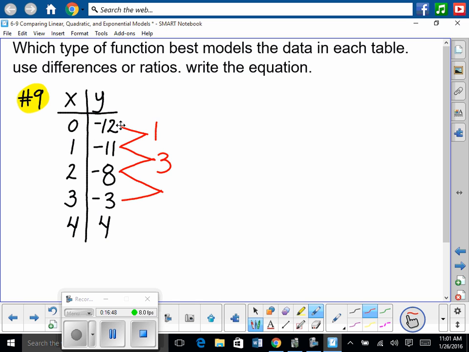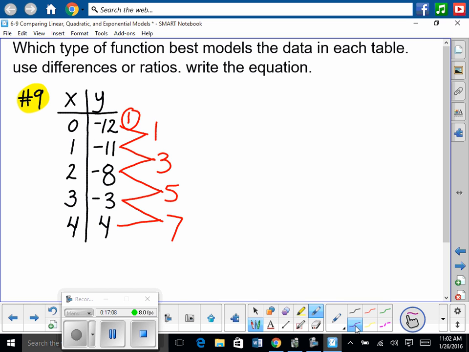Negative 3 minus negative 8. 5. 4 minus negative 3. 7. Okay, when we took differences the first time, did we get the same value? No. So it's not linear. Let's move on and see if it's quadratic.